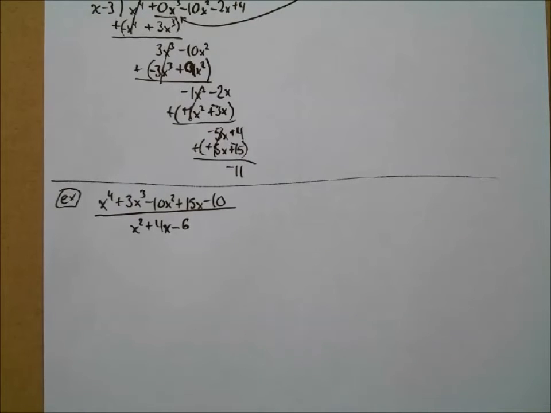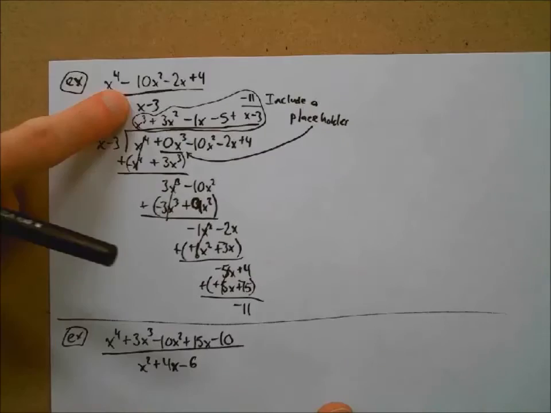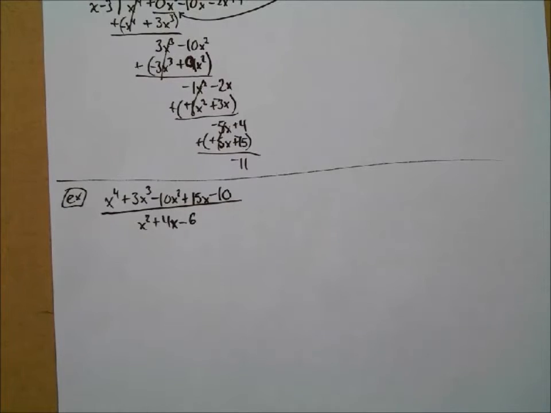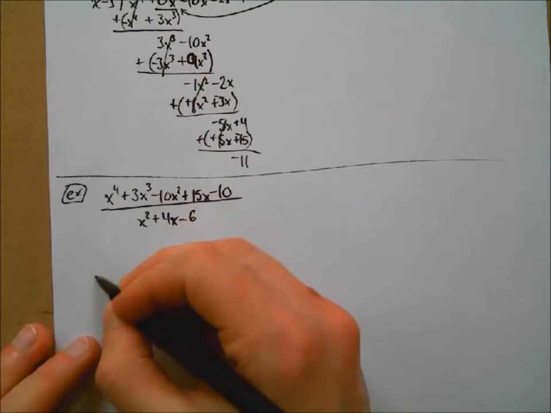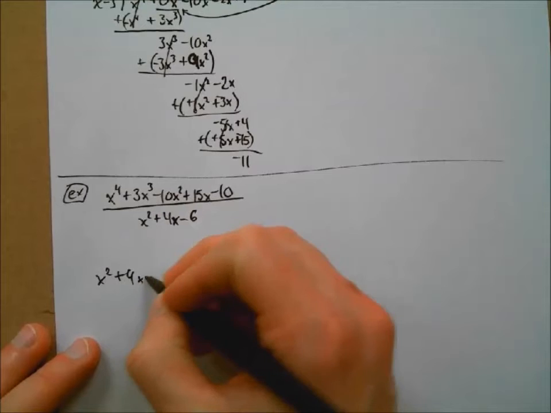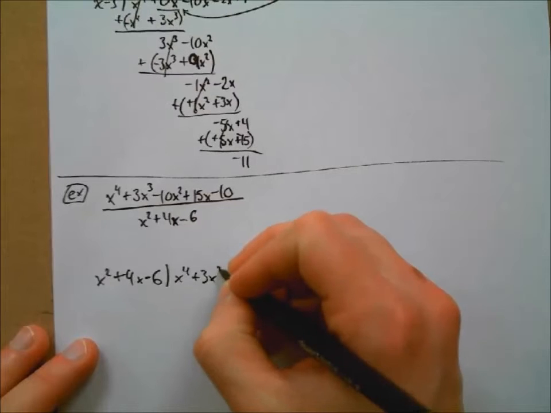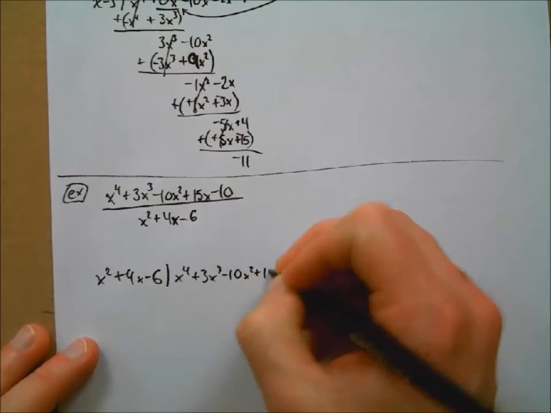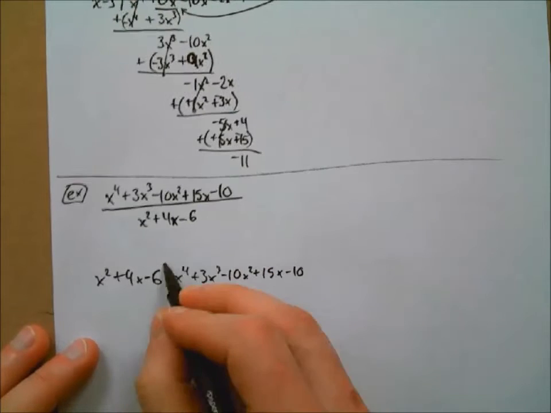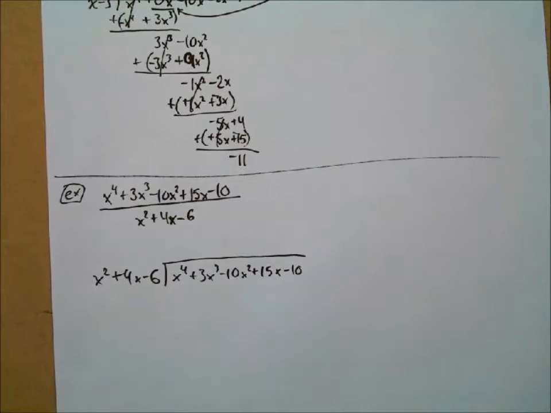So, believe it or not, we can divide by things other than just binomials here. We can also divide by really any polynomial we want to. The procedure is still the same. We're dividing by x squared plus 4x minus 6, and we're dividing x to the 4th plus 3x cubed minus 10x squared plus 15x minus 10. No placeholders necessary here. We had all of our degrees from greatest to least there.